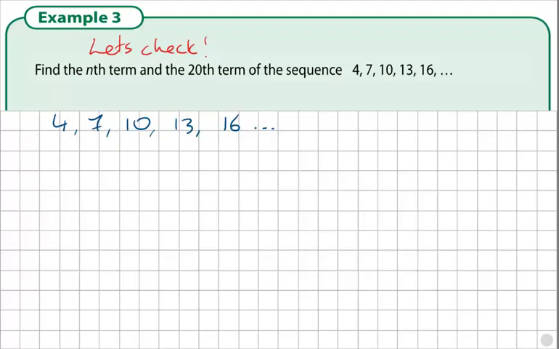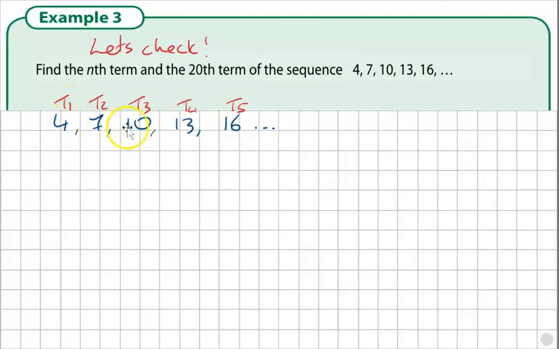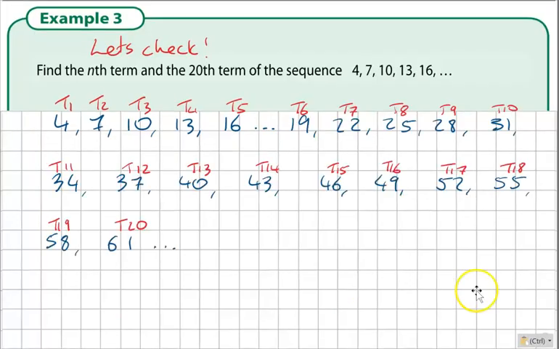So let's check if this is true. We have our first 5 terms, and I'm labeling them T1, T2, T3, T4, T5. We're going to keep adding, and we're going to continue our sequence until we get to the 20th term, and hopefully it's the same as our answer. So adding on another 3, we get to 19. Adding on another 3, we get to 22, then 25, 28, and so on. So we can see we've term 6, 7, 8, up to 19, and 20. And indeed, term 20 is 61. And that's what we worked it out to be, so we know that we're correct.